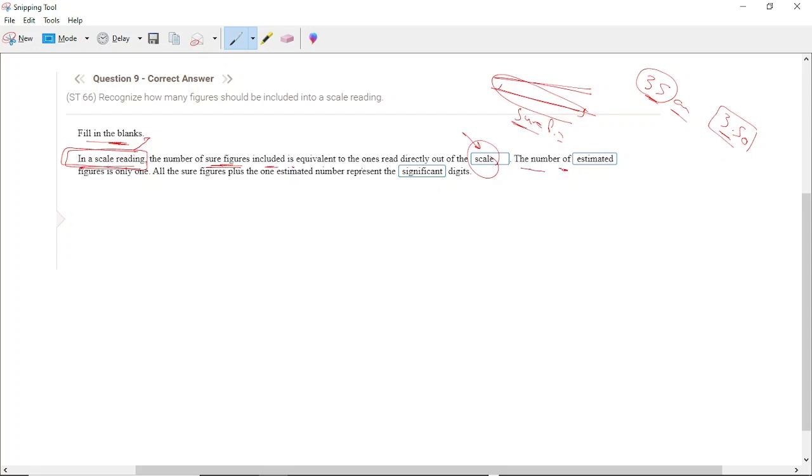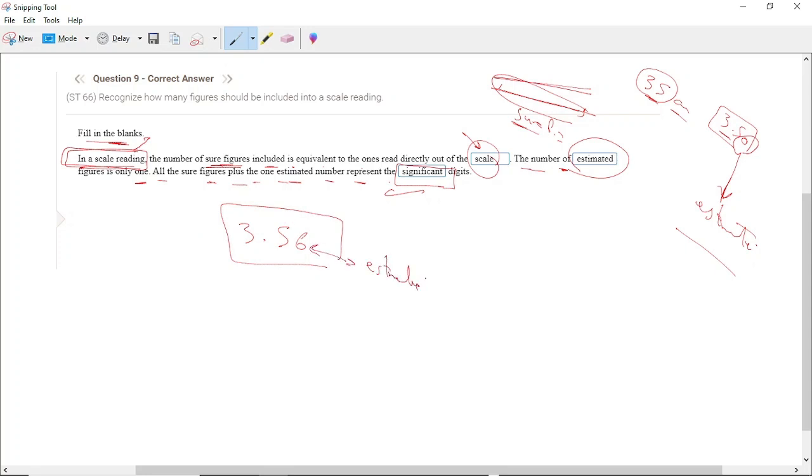The number of estimated figures is only 1. Yes, the last number is the estimated one. All the sure figures plus the one estimated number represent the significant digits. So if I have 3.56, these are significant digits. As we mentioned, the last digit will be the estimated digit, and the other numbers will be the sure digits.